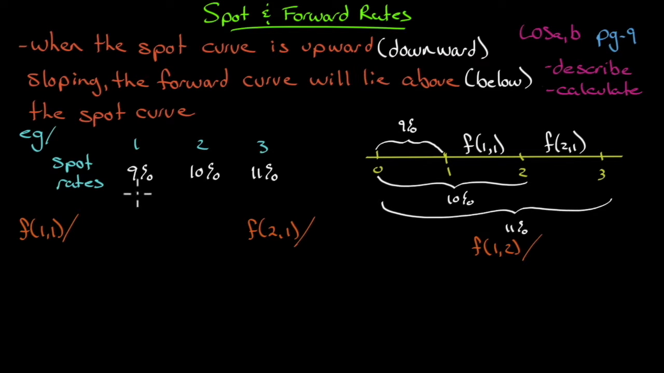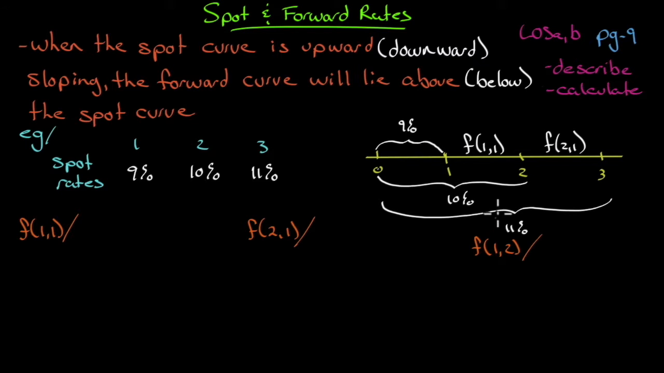Let's look at an upward sloping spot curve. 1, 2, 3: 9%, 10%, 11%. And again, to keep you on line, what does this 9% mean? That is the spot rate for a 1-year treasury, or for a treasury that matures in 1 year. That's the discount rate, the yield to maturity, the spot rate, however you want to say it. So 9, 10, 11. So we have an upward sloping spot curve. So from 0 to 1, we have 9. From 0 to 2, it's 10. And from 0 to 3, it's 11. So I've just put our spot rates here.